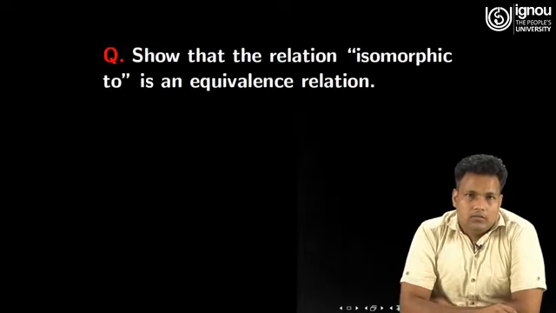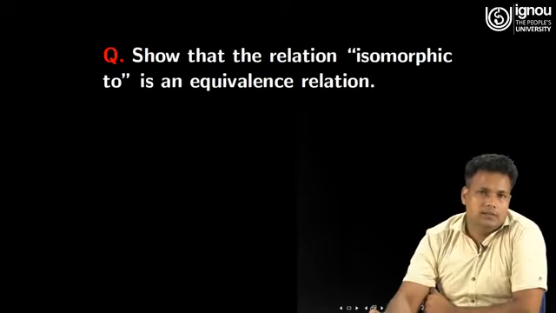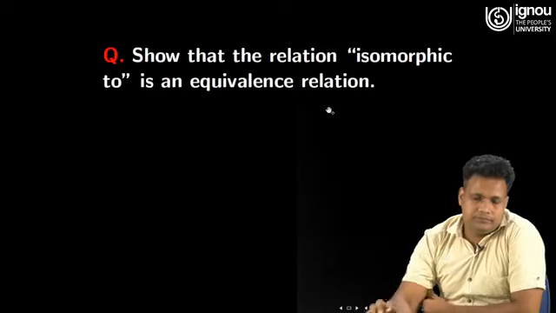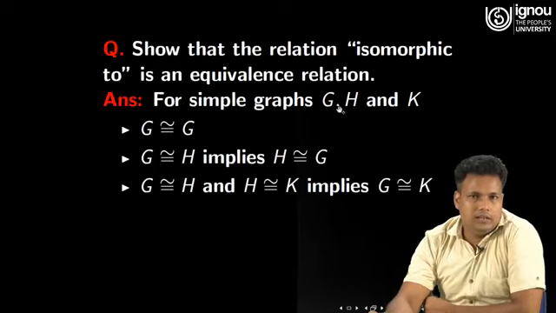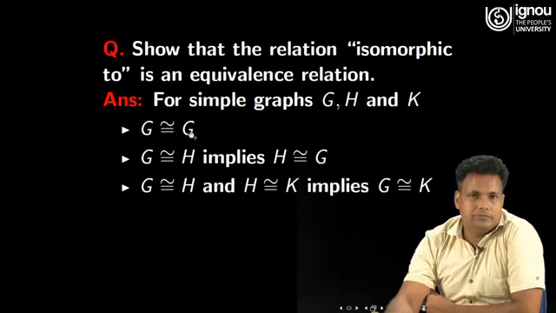Let's look at another question. Show that the relation isomorphic to is an equivalence relation. It is clear that any graph is isomorphic to itself. So let's consider any three graphs G, H and K. It is clear that G is isomorphic to G.